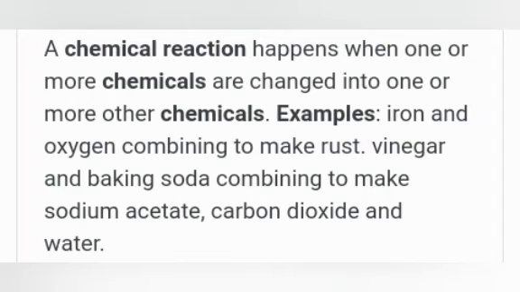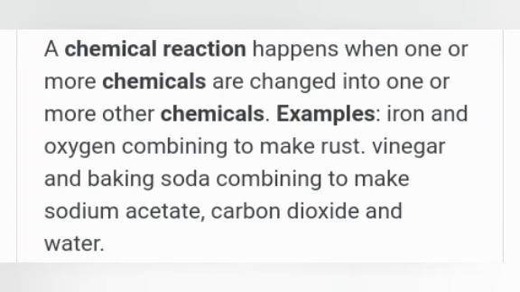A chemical reaction happens when one or more chemicals are changed into one or more other chemicals. You can see the example in the picture: iron and oxygen combining to make rust.